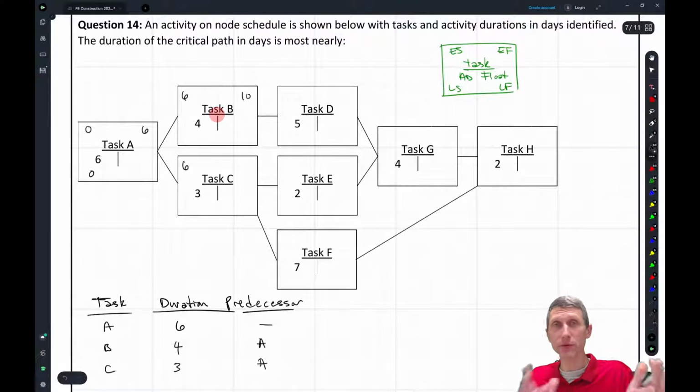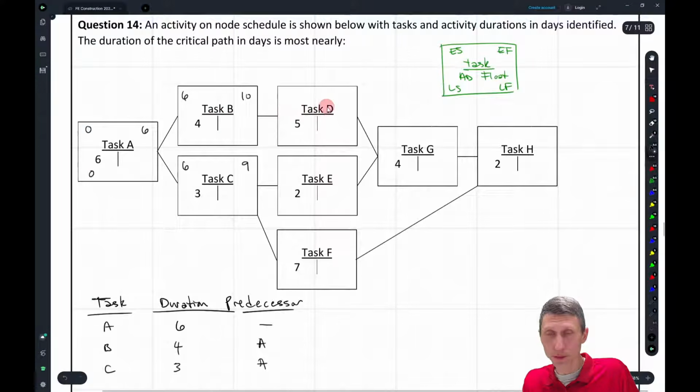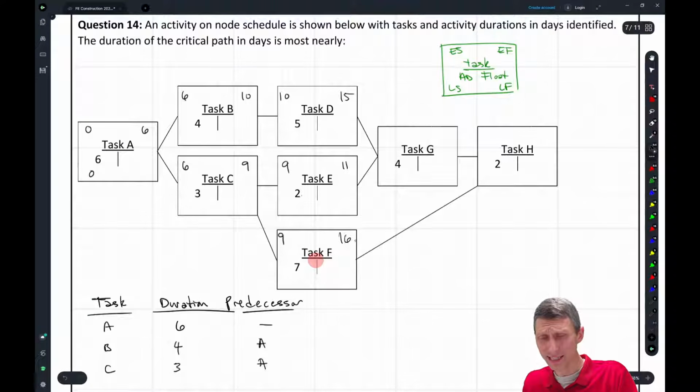And then we just keep going through this process, right? So I'm just going to keep going here. 6 plus 3 is going to be 9, right? And then what's the earliest task D can start? Well, the earliest it can start is 10. 10 plus 5 is going to be 15. And then I'm going to wait to go to task G, especially because that has 2 coming into it. Let me come here, right? I got 9 for task E and 9 for task F. 9 plus 2 is going to be 11. 9 plus 7 is 16.